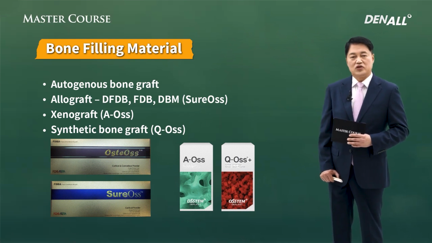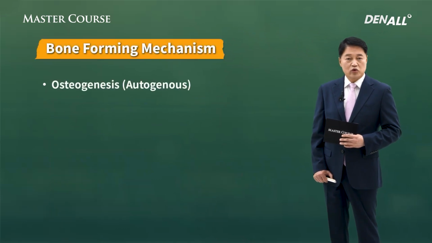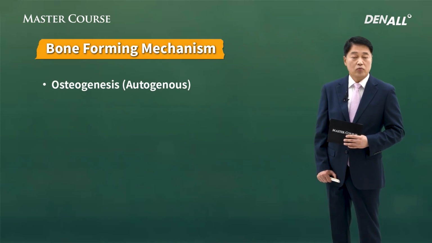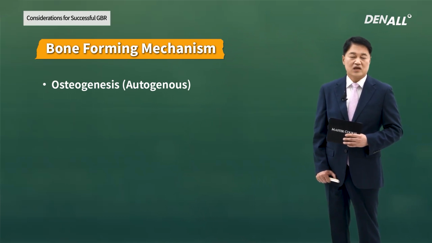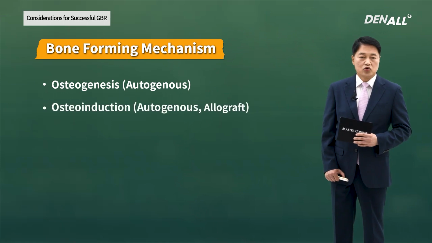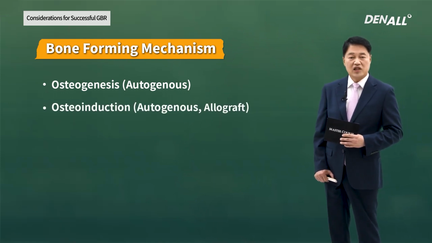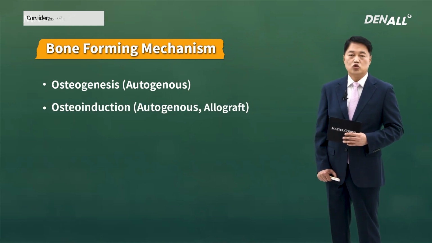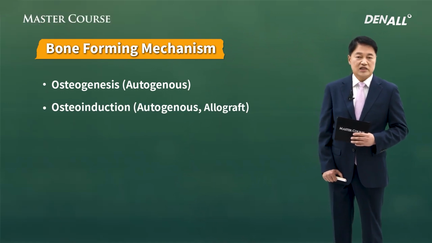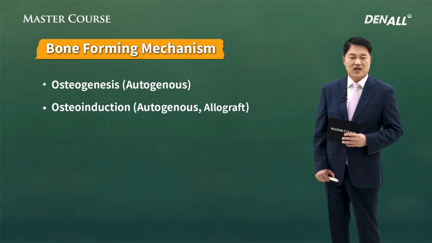If you look at the mechanism for making bone, there's osteogenesis. In other words, the bone you put in becomes bone. The bone graft turns into bone. There's only autogenous bone for that. And osteoinduction: you induce bone generation. The bone you put in doesn't change immediately, but you encourage bone formation. Autogenous bone and allograft have that effect.